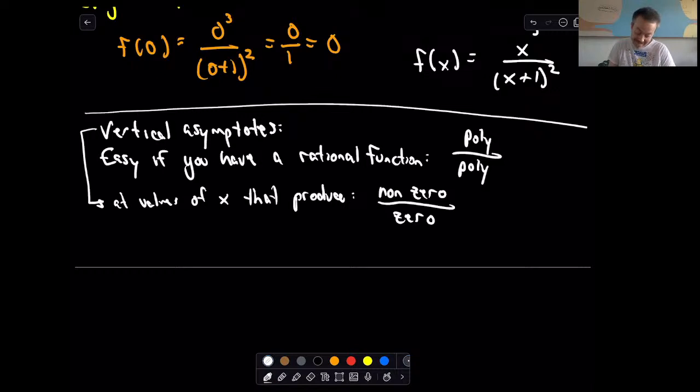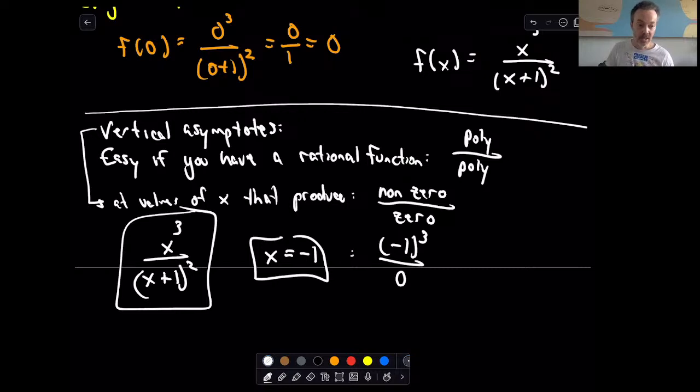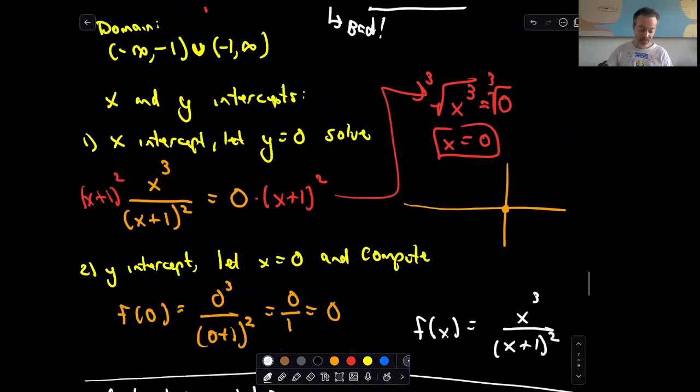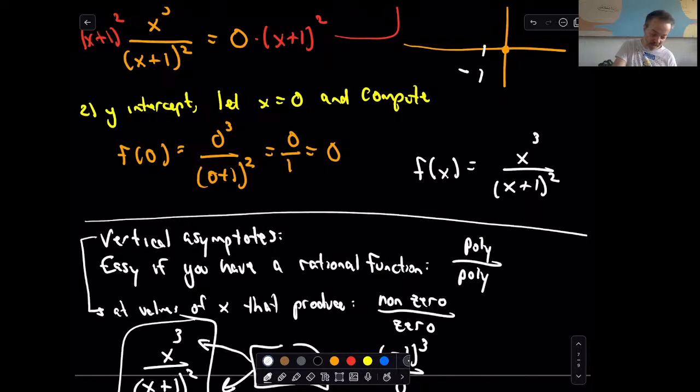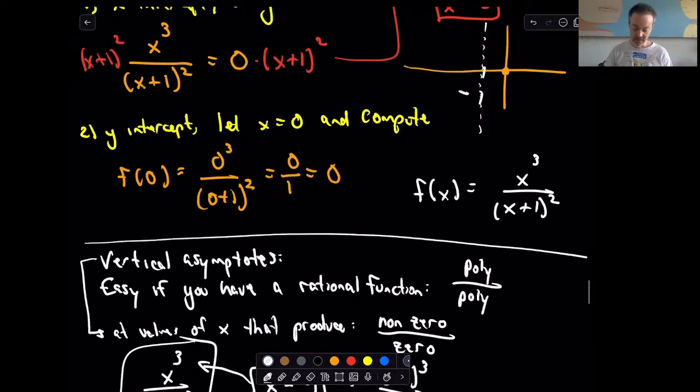So, okay, so that's what we're looking for. So in this case, it's easy to do because if you look at x to the third over x plus 1 squared, we've already done this. We see that at x equals -1, that satisfies this condition, right? This is going to give you -1 to the third if you plug it in. It's going to give you 0 in the denominator if we plug it into our original. Okay. So notice if you plug -1 in, it makes the numerator not 0, but it makes the denominator equal to 0. So already I know at -1, I'm going to have this vertical asymptote. So now I know a little bit more about my graph.